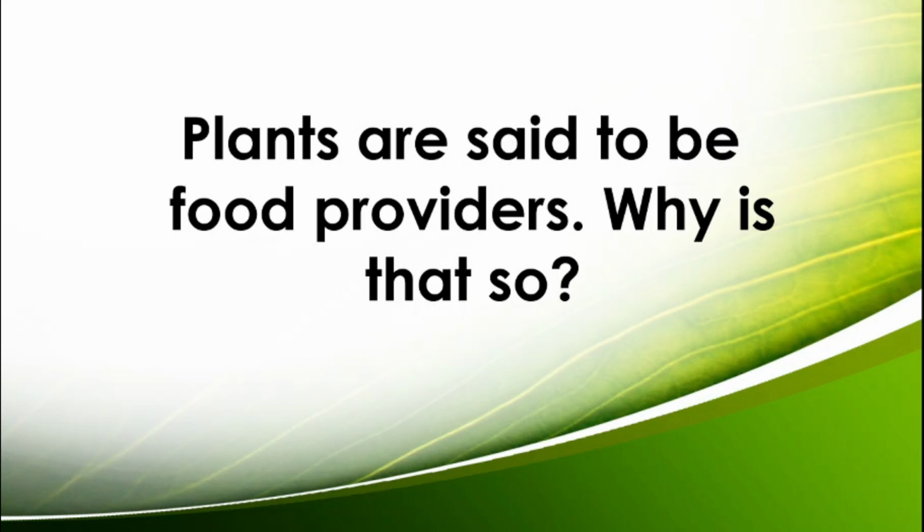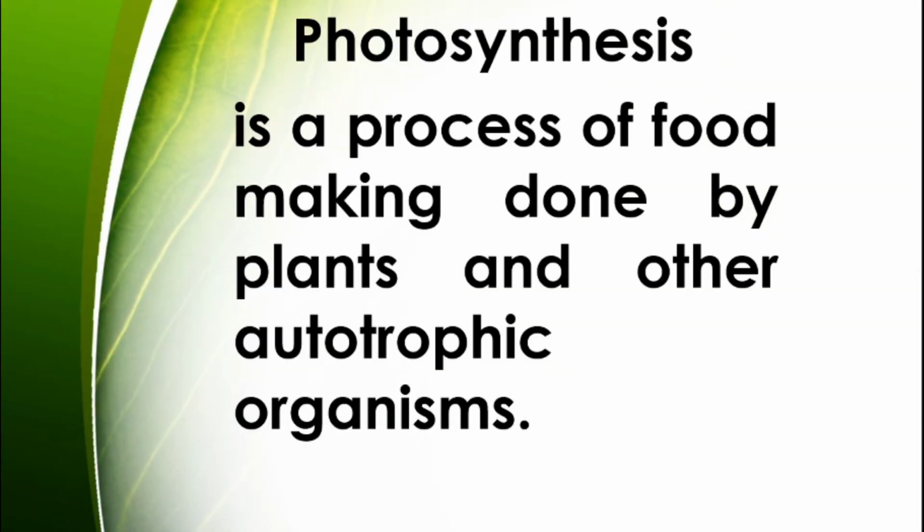Now, plants are said to be food providers. Why is that so? As we all know, plants are considered as producers. Other living organisms depend on plants as a source of food. That's why they are said to be food providers. Now, plants also have a way of making their own food. And as we all know, that process is called photosynthesis.